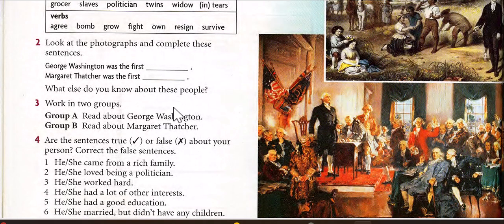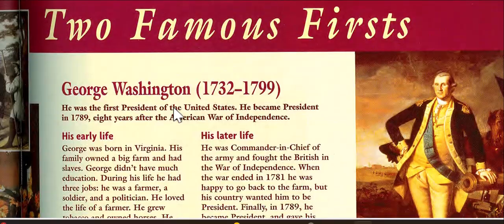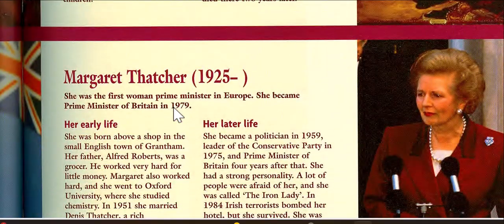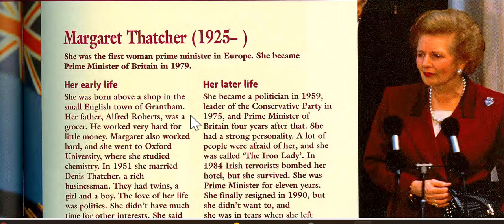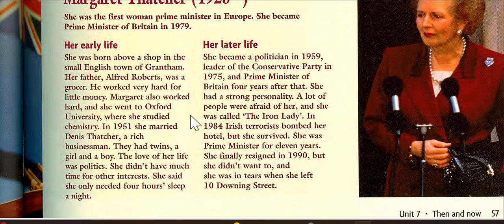Next one, Margaret Thatcher. Let us see about Margaret Thatcher. Born 1925, and she died in the year 2013. She was the first woman prime minister in Europe. She became prime minister of Britain in 1979. Her early life: She was born above a shop in a small English town of Grantham.